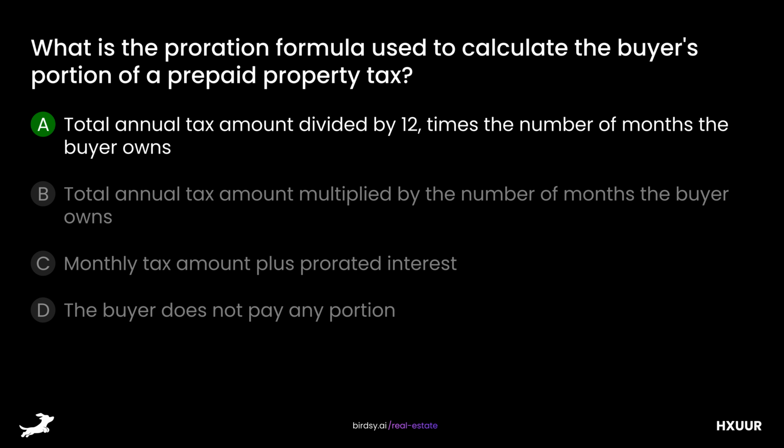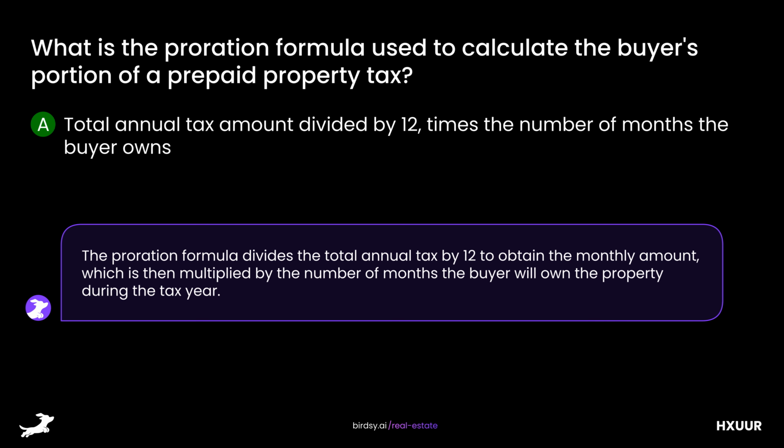The answer is A. Total annual tax amount divided by 12 times the number of months the buyer owns. The proration formula divides the total annual tax by 12 to obtain the monthly amount, which is then multiplied by the number of months the buyer will own the property during the tax year.